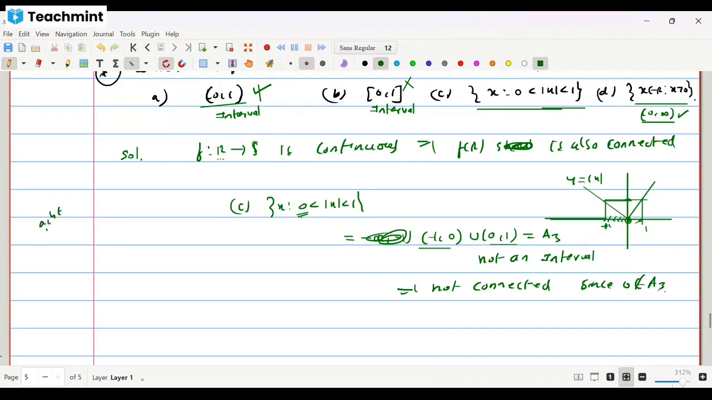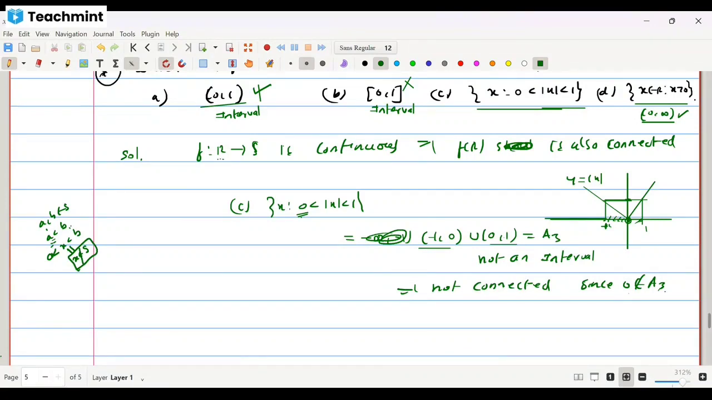Suppose a, b belong to S, and S is said to be an interval if, with a less than b, between any two real numbers there exist infinitely many real numbers. So there exists a number x lying between a and b. If x also belongs to S, then S is said to be an interval. If x does not belong to S, then S is not an interval.